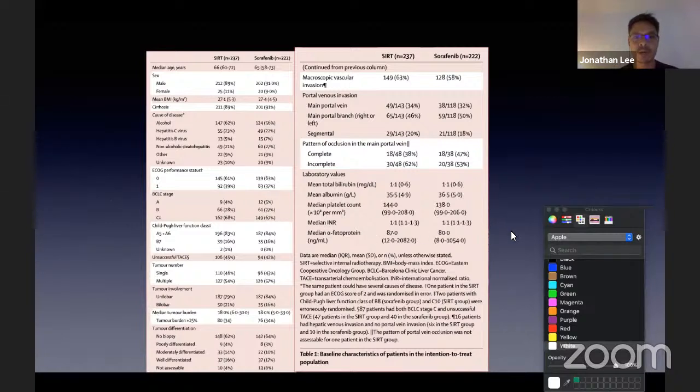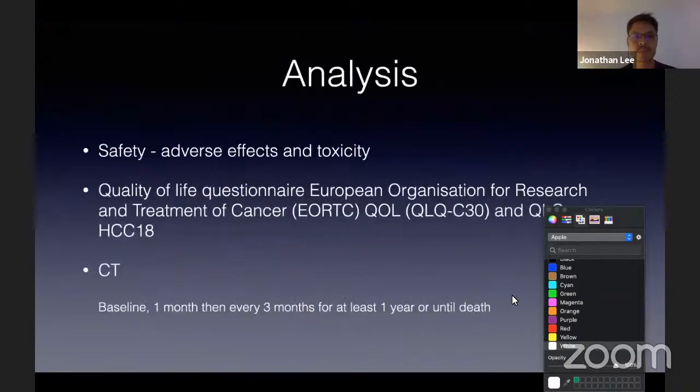This chart here is just to demonstrate that from the comparison of SIRT and sorafenib group, almost all of the percentages between the subdivisions were more or less the same throughout. So a very comparable group and good randomization between the two groups. In terms of analysis, as we've been saying before, they looked at safety, so adverse effects and toxicity from the treatments, quality of life based on a multitude of surveys, and also CT based on RECIST criteria, all of which were carried out from the baseline, so as close to randomization as possible, 1 month, and then 3 months there onwards for at least a year or until death.